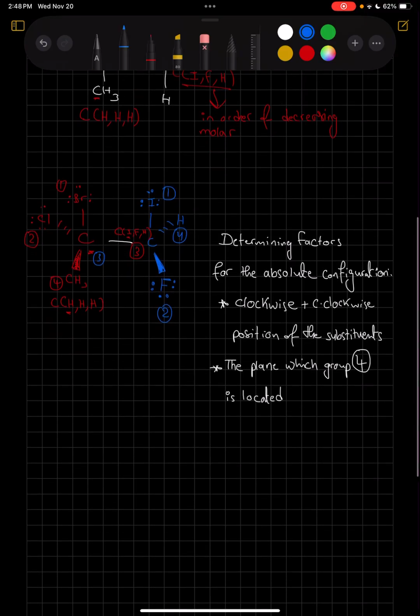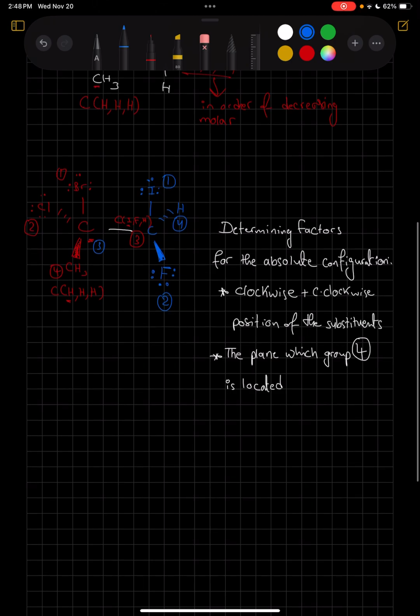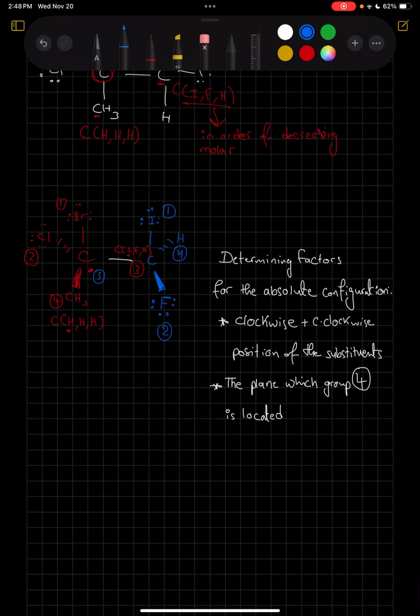Now, to identify the absolute configuration, it's very simple. You just need to check whether the fourth group is wedged or dashed, which is this line right here, and to check whether the groups are clockwise or anti-clockwise, and they go hand in hand. It's quite easy. It just needs a little bit of memorization. So, first of all, let's look at the red chiral center, and we only need to look at 1, 2, 3. We don't need to count 4.